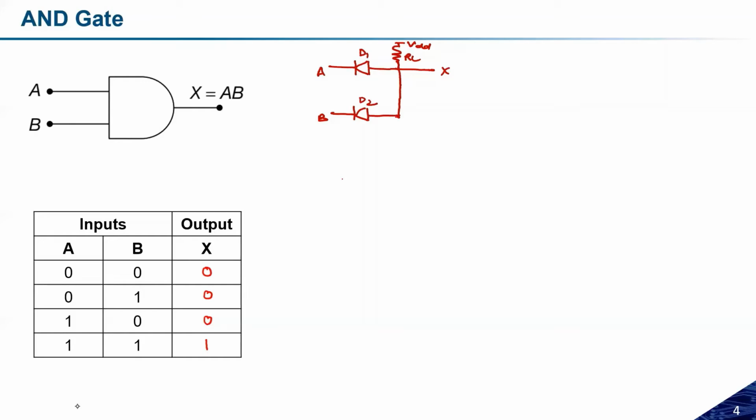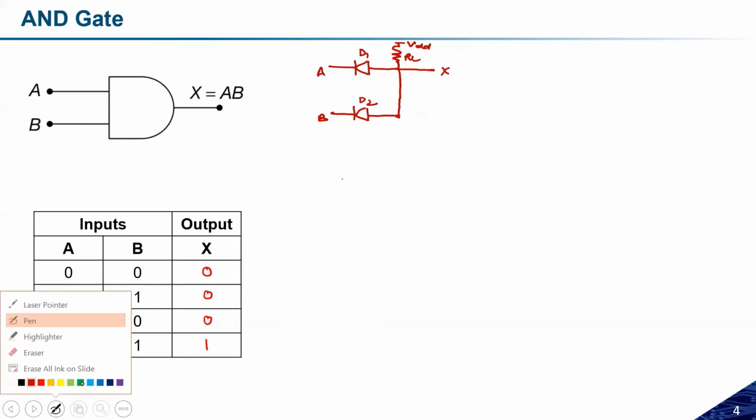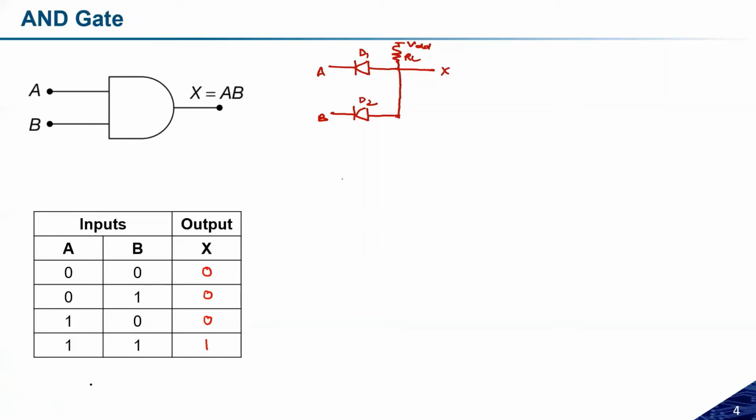How will this work? If A and B both are equal to 0, in that case this is 0, this is 0. This will be in the forward bias, and this will also be in the forward bias. So this logic 0 will be connected to this X, so X will be 0. If any one of A or B is low, then this will provide the direct path between the ground and the output, so the output will be low.